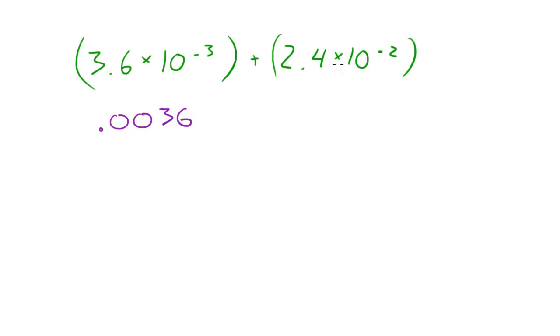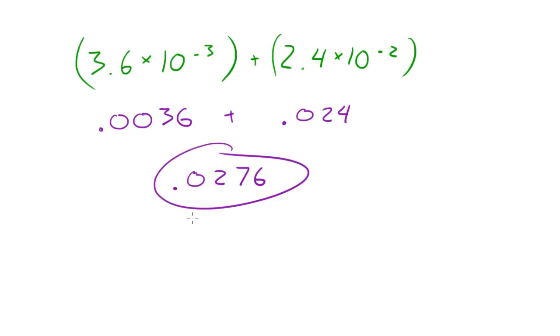0.0036. And this one over here, whenever we convert this, is 0.024. So whenever we add these numbers together, we get 0.0276. But if you put this as the final answer on your test, your teacher is going to frown upon that and probably take some points off. What you need to do is convert that to scientific notation. So this is where you want the decimal point to be. So we need to move that 1, 2 spaces right there.